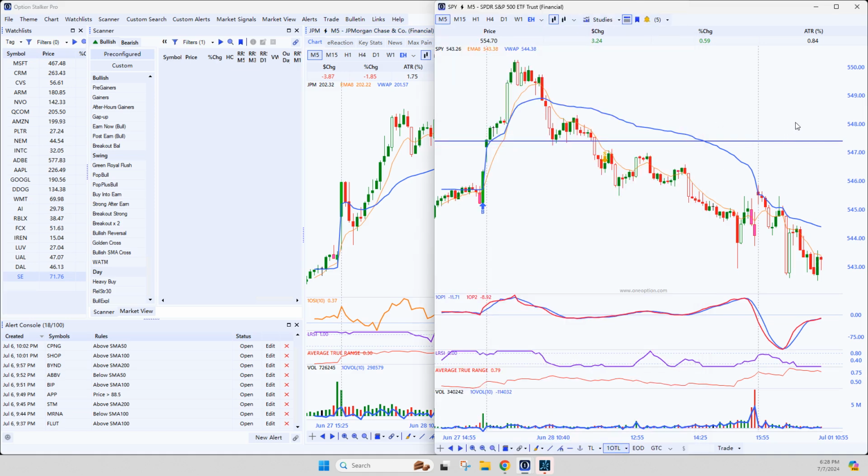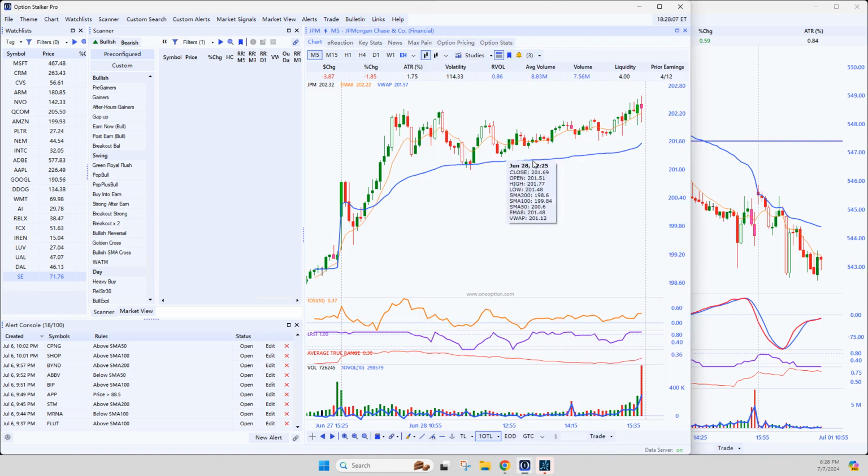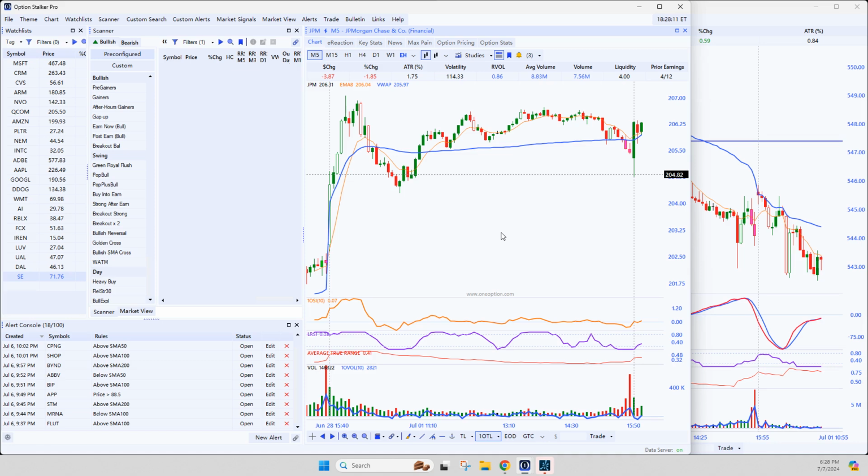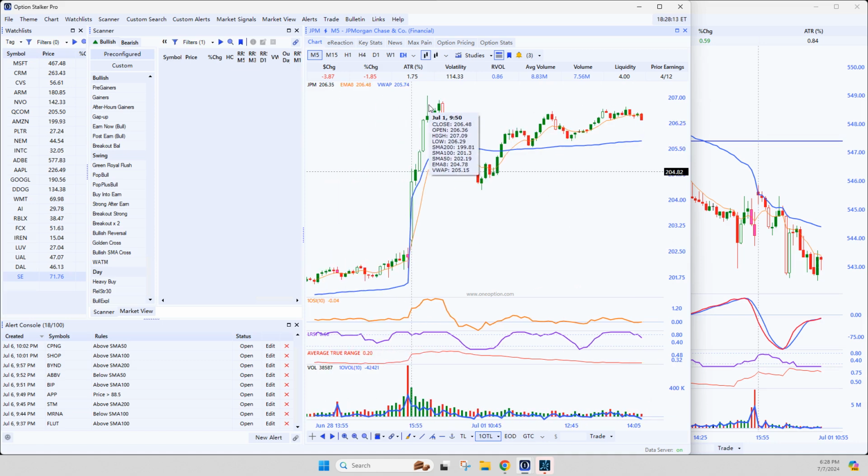Now I can show the exit. I exited on July 1st at 9:50, so this candle right here at 206.32. So the low of this candle here.